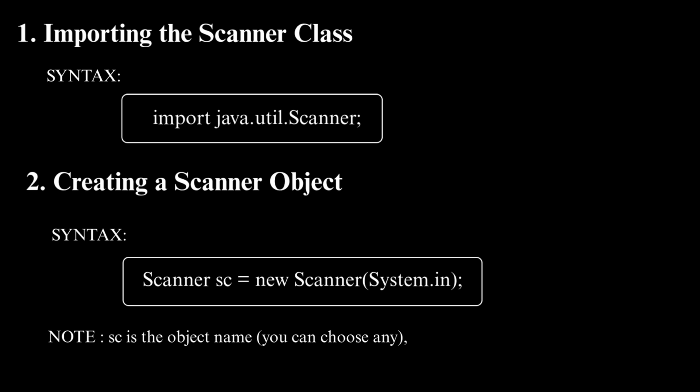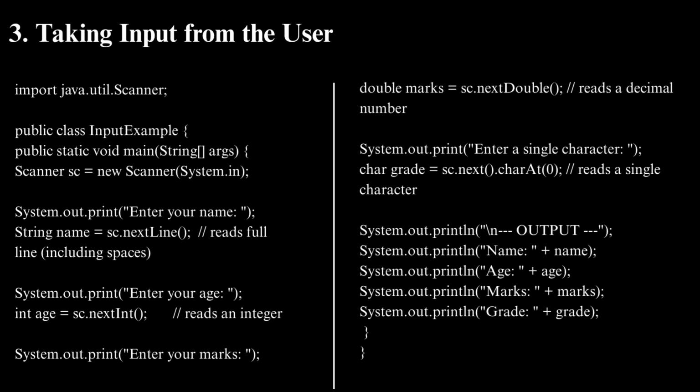Next, we create a Scanner object connected to our keyboard input System.in, whose syntax is Scanner sc, which is the name of the object, equals new Scanner(System.in). Here, Scanner is the class, sc is the object name, you can choose any, and System.in means input is coming from the keyboard. Now comes the fun part, taking input.